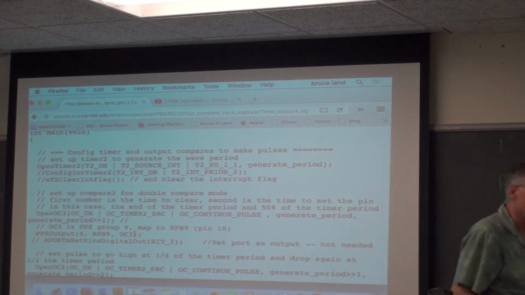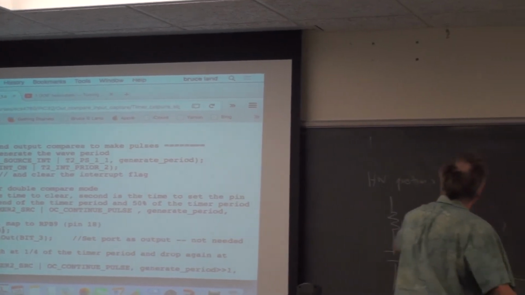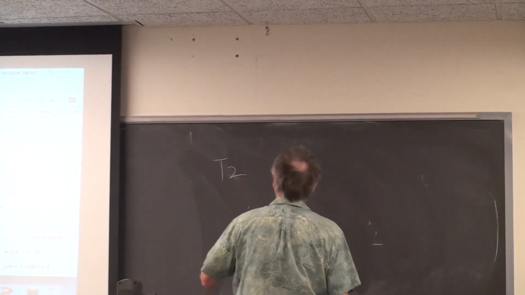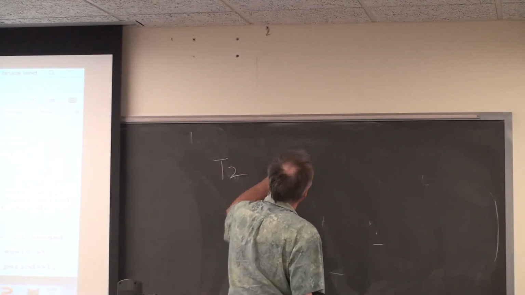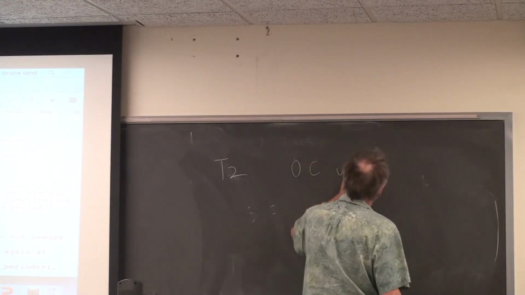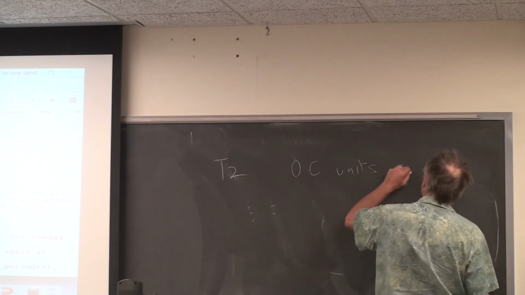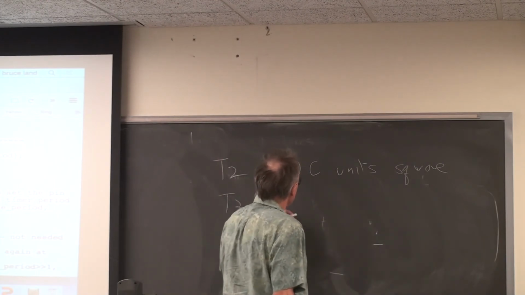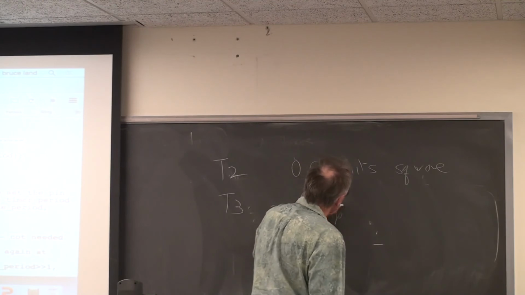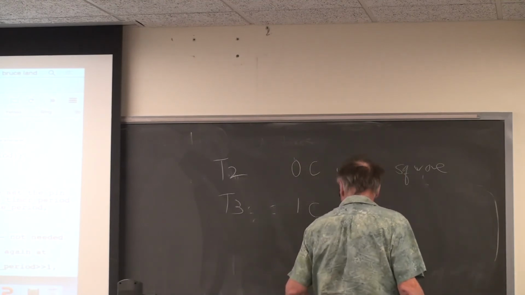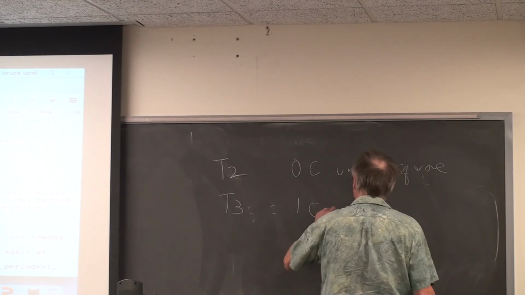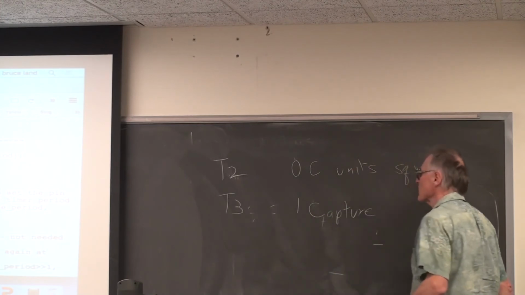So what we need to do, we need to set up 2 timers. We're going to set up timer 2 to run the output compare units, so to generate the square wave. And we're going to set up timer 3 to be read by the input capture. The input capture.